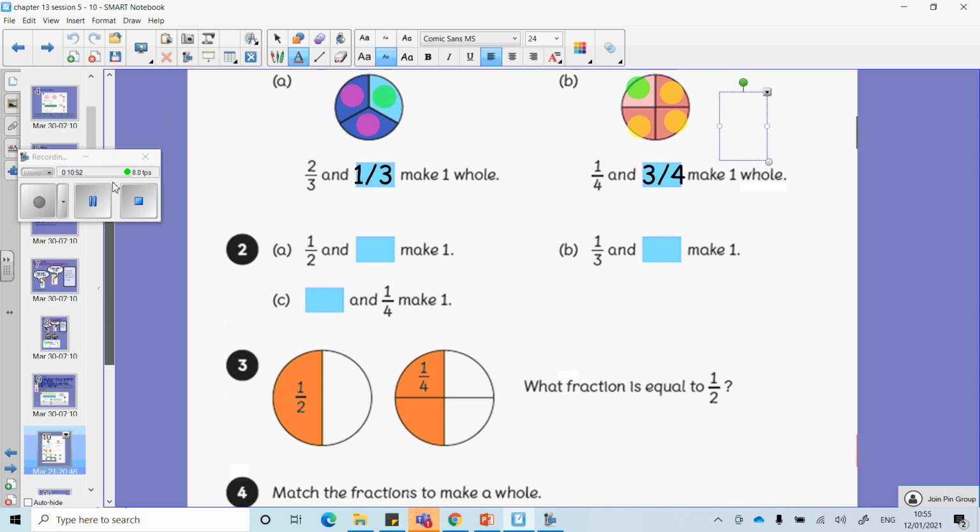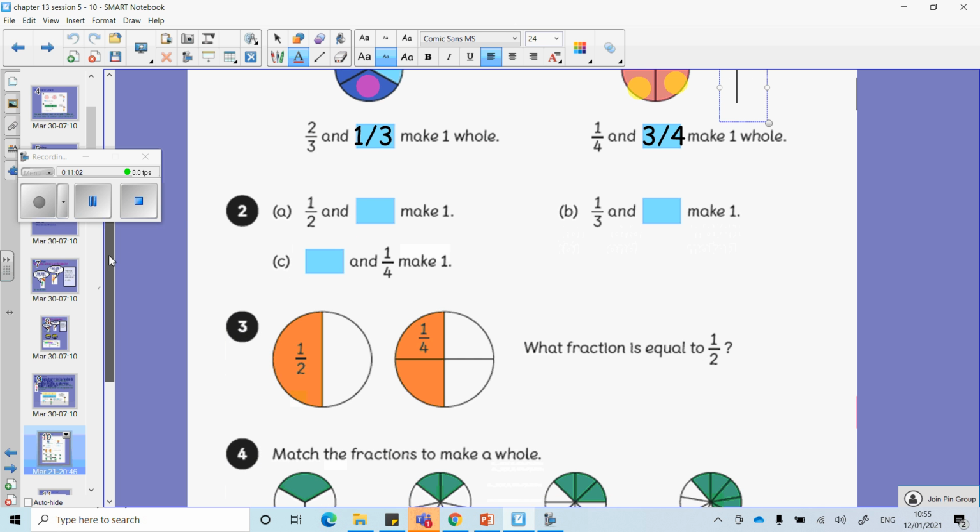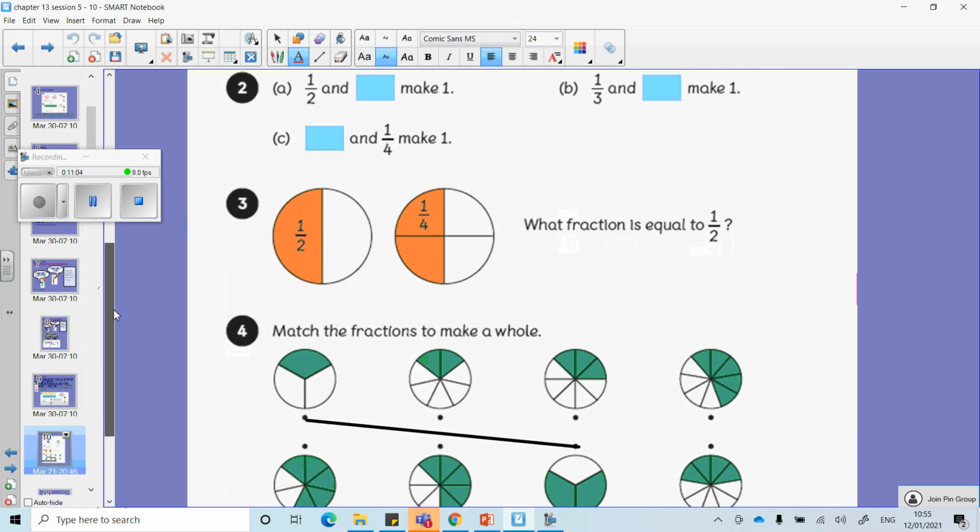Okay, let's move on. Now these questions for number 2, I'm not going to go through at the moment because I'd like you to be able to have a bit more time to get on with your independent activity. This question is set out a little differently. This shows you 2 equally shaded circles, but they're divided up using different fractions. The question says what fraction is equal to 1/2.